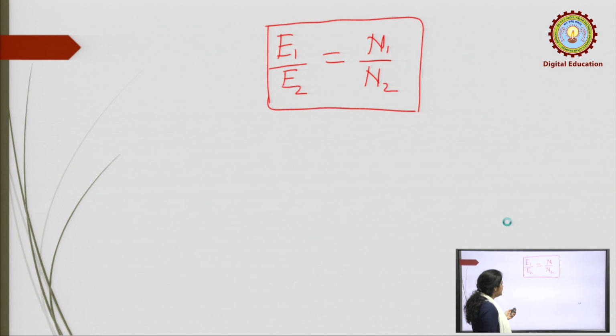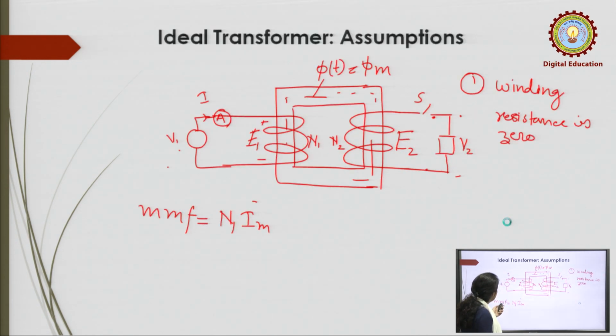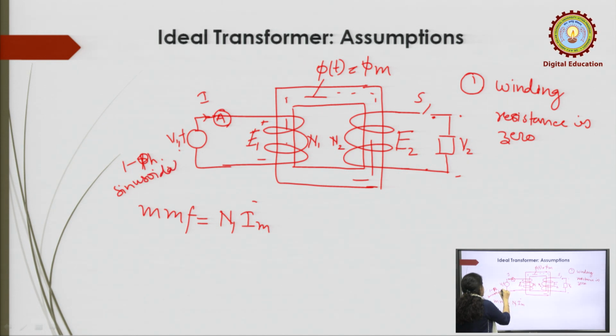When you apply this voltage, the flux is fixed within the core, and it depends upon the voltage and the frequency. Obviously this is a single phase, sinusoidal voltage of frequency f. So, this current is also sinusoidal and the flux is sinusoidal. That is why I have taken phi m sin omega t.